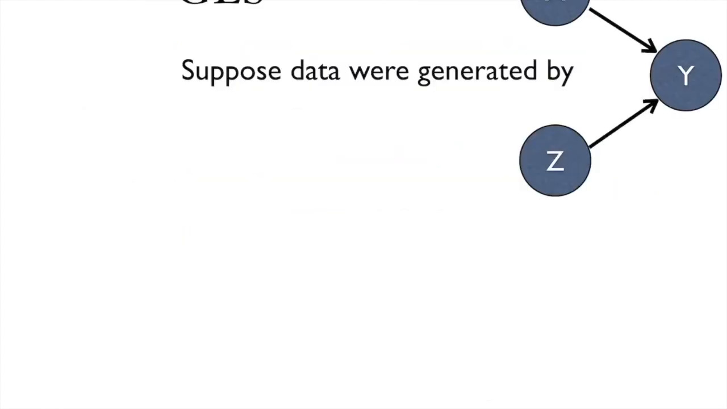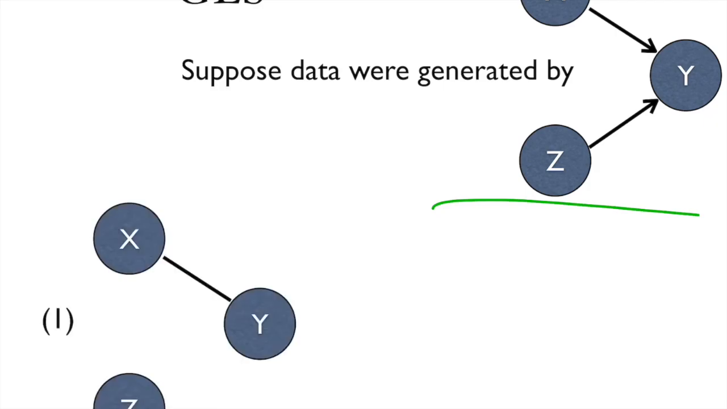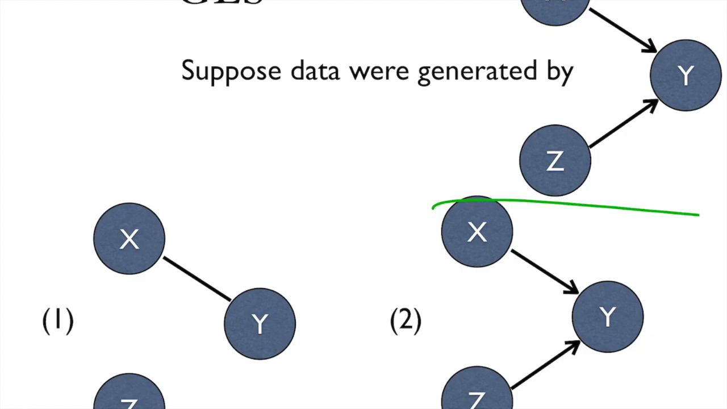Here you can see how it works. Suppose this is the underlying true graph. Then first, you will try to add some edges to explain the dependence. This one, and then after this, you can see, oh, I should stop, because no further edges will change or improve the score.